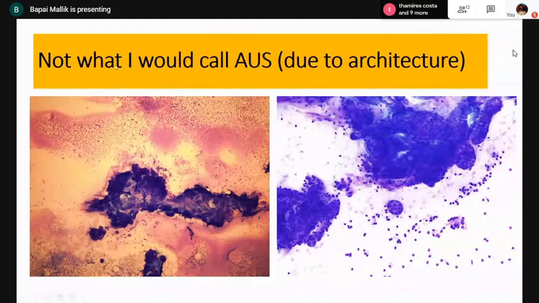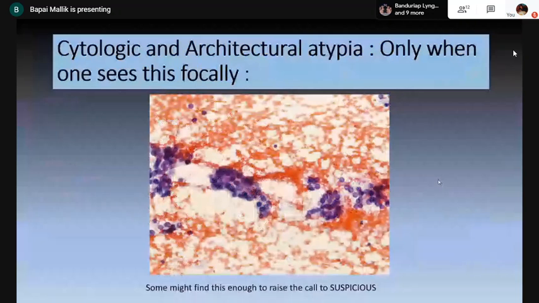And of course, this is not what I would call an AUS, because you see the architecture, big fragments, and from the edges of the fragment, maybe a few follicles coming up over here, maybe a few more in other places. So this is not what I would call AUS. You see the amount of colloid, and this is happening right at the margin, and you can know that this is just broken off from the macrofollicles.